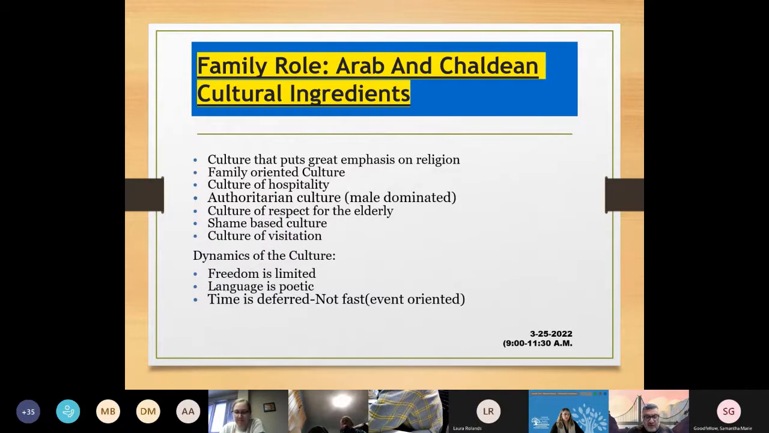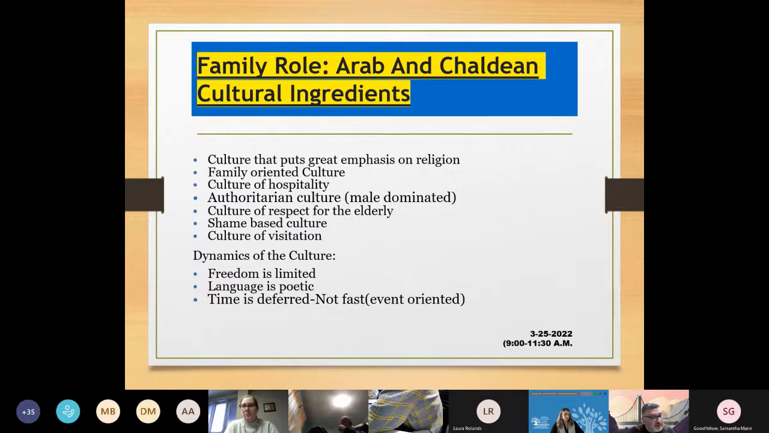Let's talk about some family roles in the Arab and Chaldean cultural ingredients. What makes an Arab an Arab? What makes a Chaldean Chaldean? What are the ingredients? It's a culture that puts great emphasis on religion. They call the Middle Eastern people the "if God is willing" people. Morality is based on religious beliefs. The laws are predominantly Islamic laws, and religion and government are pretty much inseparable. God's name is mentioned in all of our conversation throughout the Middle Eastern people. That's how impactful religion is, whether Muslims or Christians, or any other groups with their different religious backgrounds.